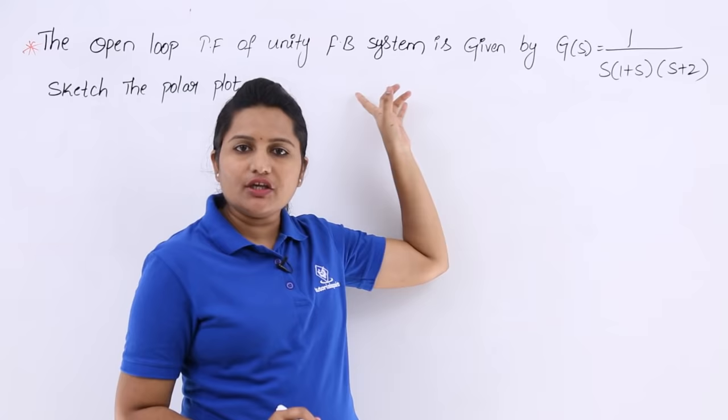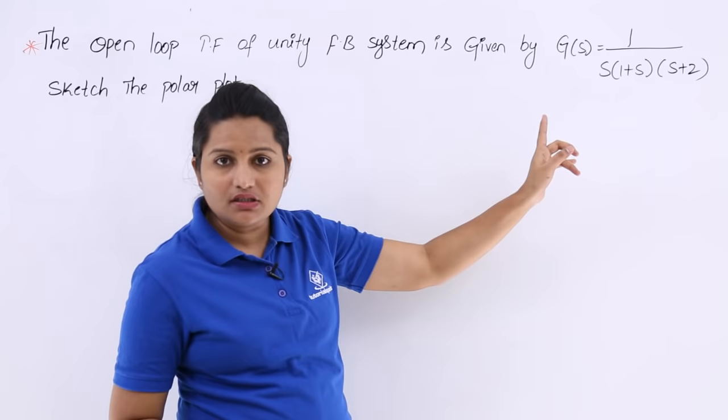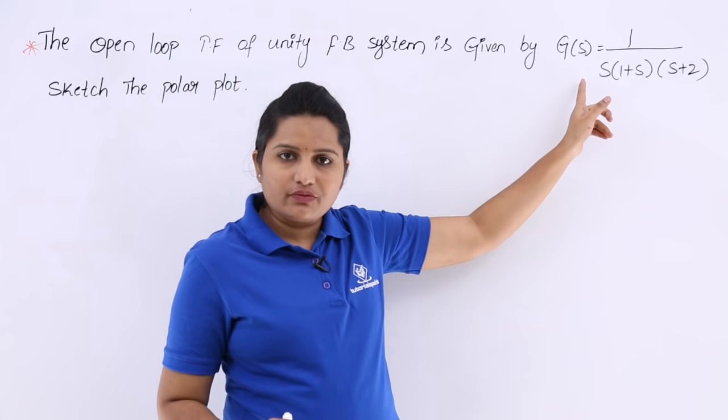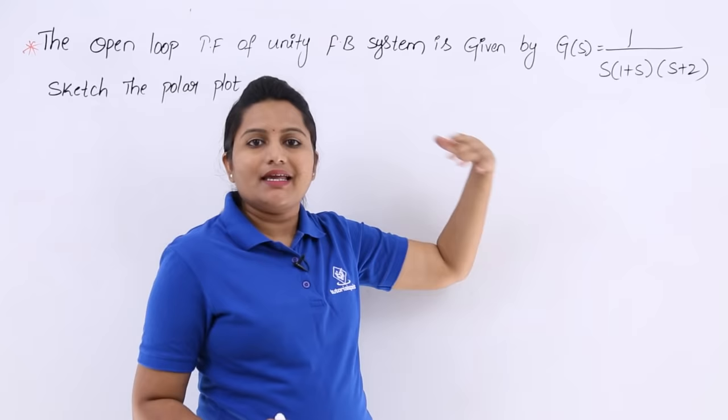This is the open loop transfer function of a closed loop system which is having unity feedback. That's why I take only G(s). If the description is open loop transfer function of a closed loop system, then definitely you will get G(s)H(s). Why am I having only G(s) here? Because this is the open loop transfer function of a unity feedback closed loop system.